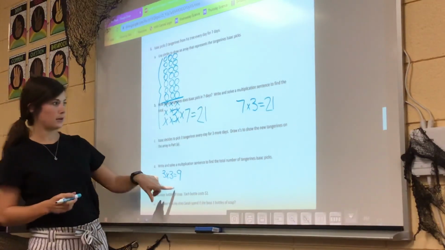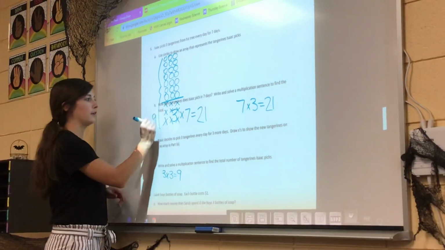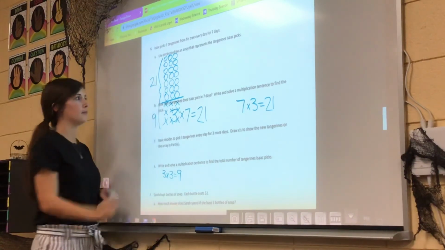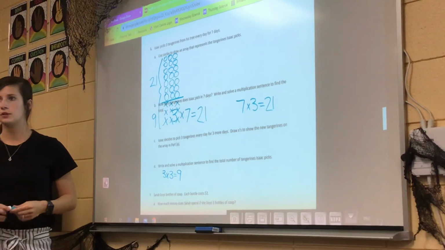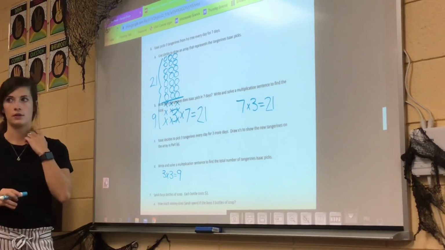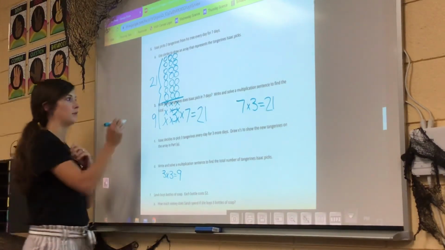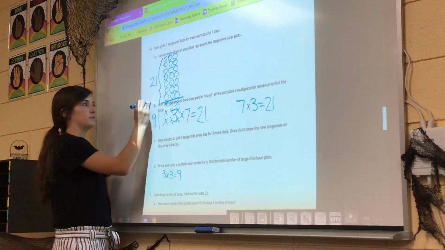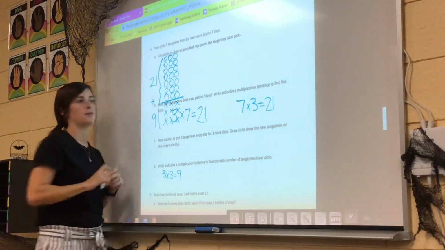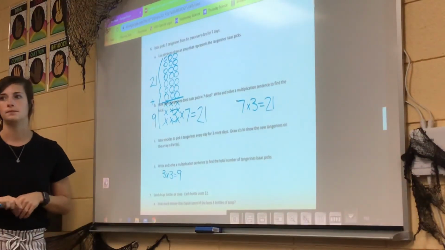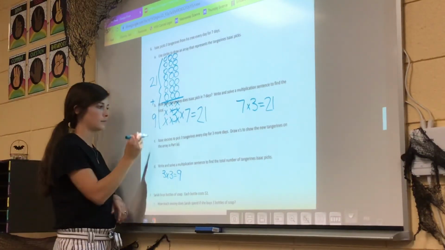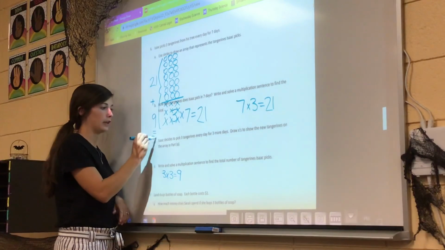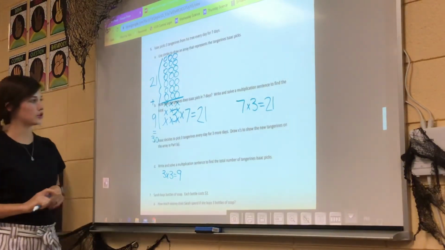We have 9 here, and we have 21 here. What can we do to get the total of those? Jolie? 21 plus 9 equals 30. Okay, so we know there's 30 total.